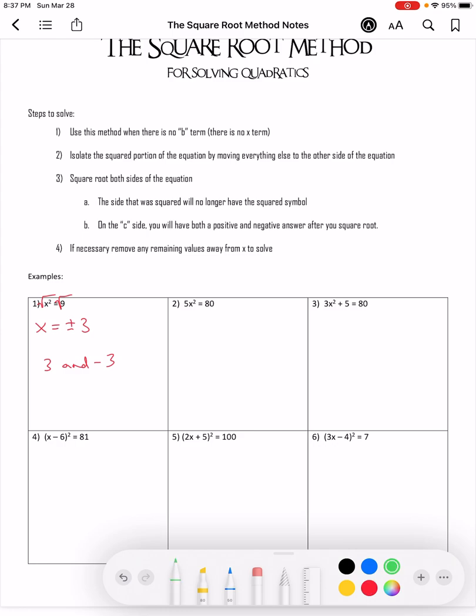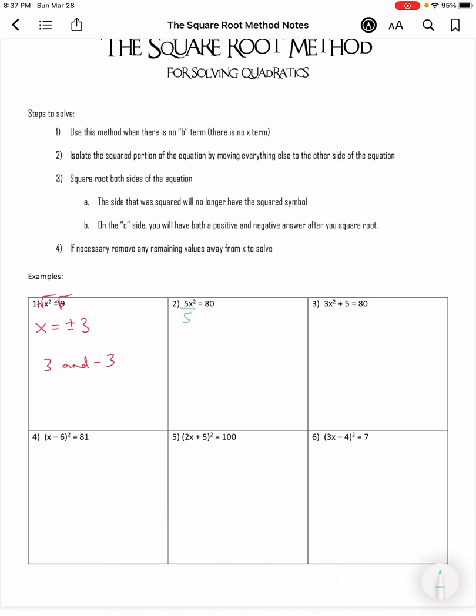All right, looking at number 2, we have 5x squared, and that's equal to 80. A thing to keep in mind, and a thing that students get confused about, is that the square in this portion is only on the x. It is not on the 5. So the first thing I need to do is isolate what's squared, so I need to get rid of the 5. And the way that I'm going to do that is by dividing by 5. So I'm going to divide both sides of my equation by 5.